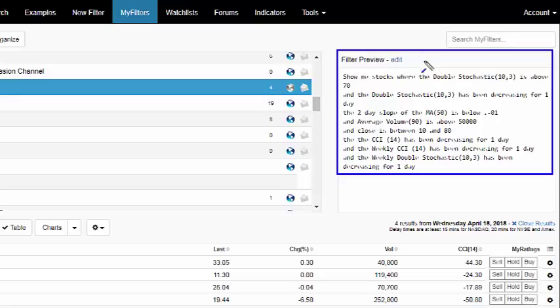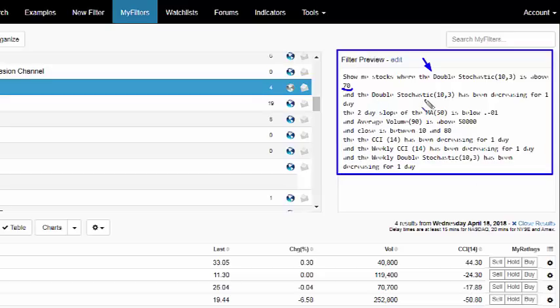So, show me stocks where the double stochastic, that's our first indicator we're going to use, in the settings there are 10 and 3, as you can see, so that's already set for you, is above 70. Since we're going to be going short, what we want to do is look for a stochastic that is very high. We want it to be high because we're going to be going short, what typically is called overbought, even though I hate that term, but that's kind of the idea.